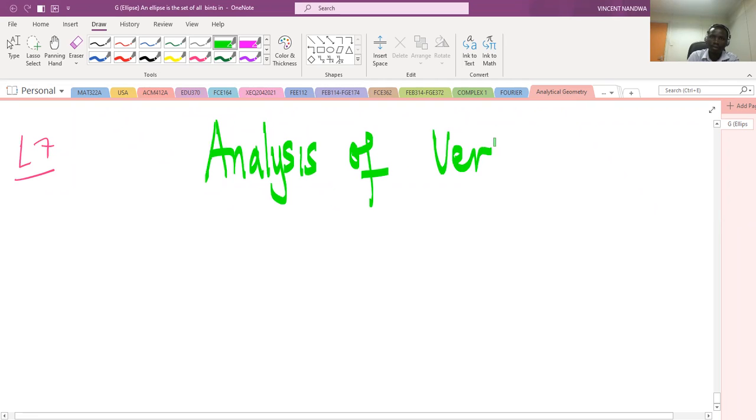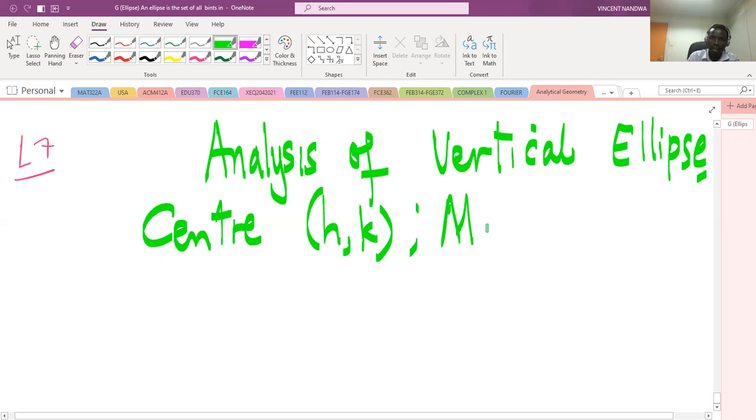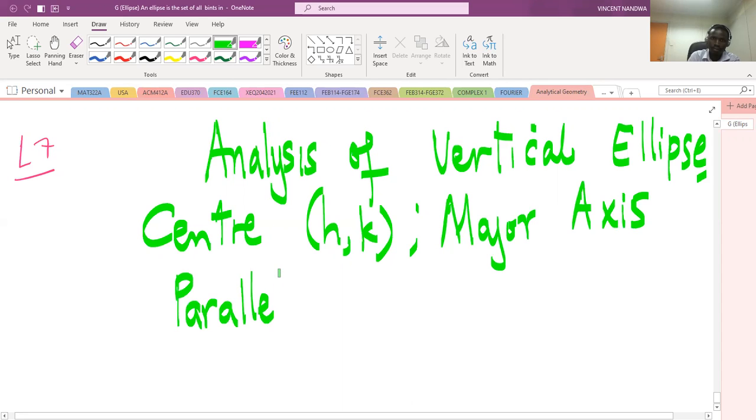Analysis of vertical ellipse. So its center is h, k, and then the major axis is parallel to the y-axis.